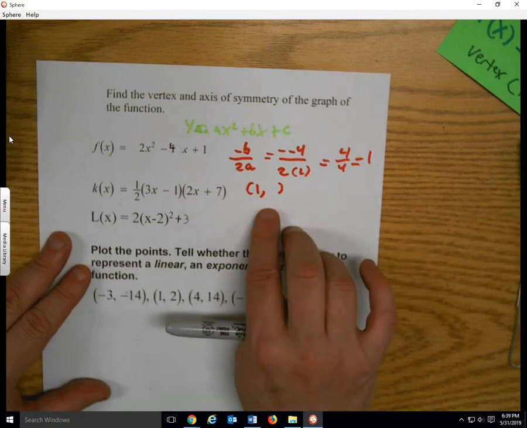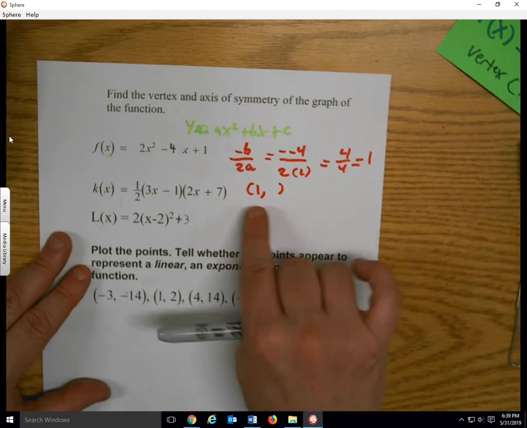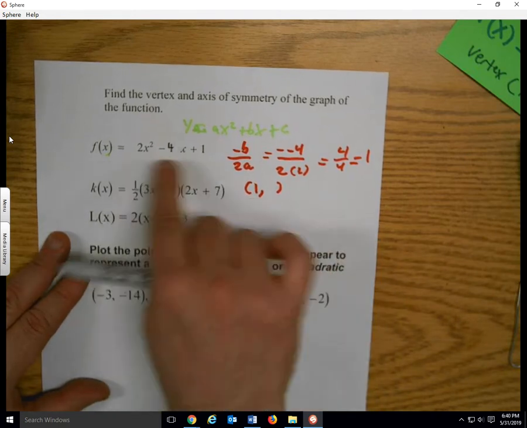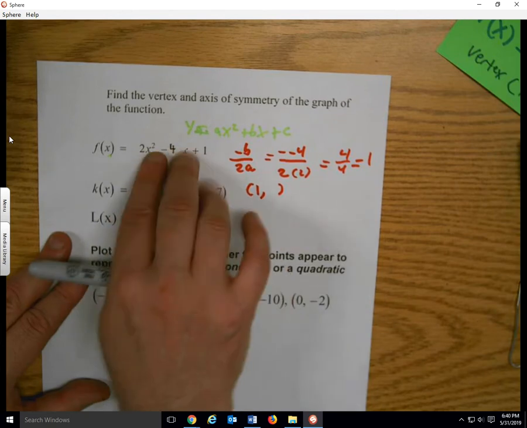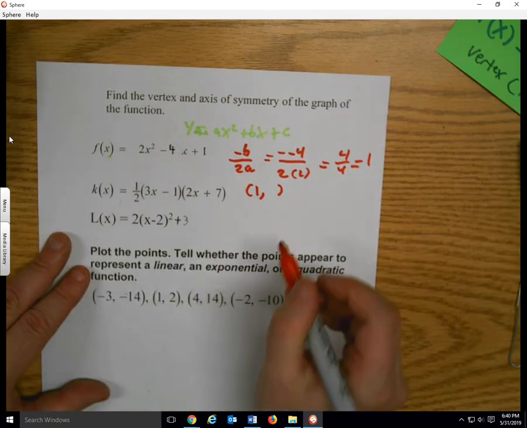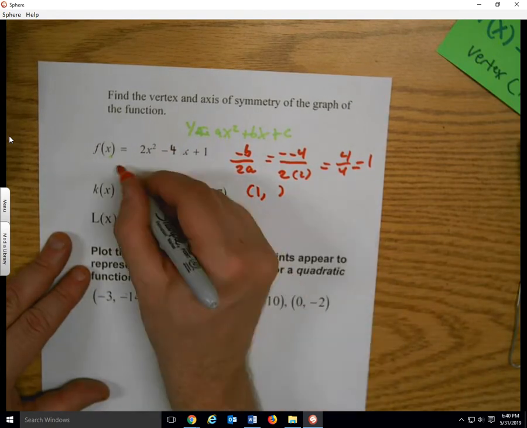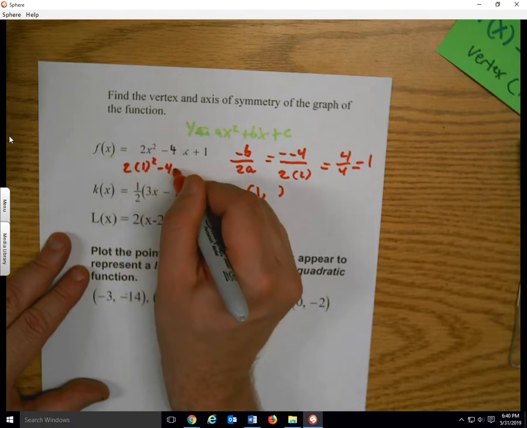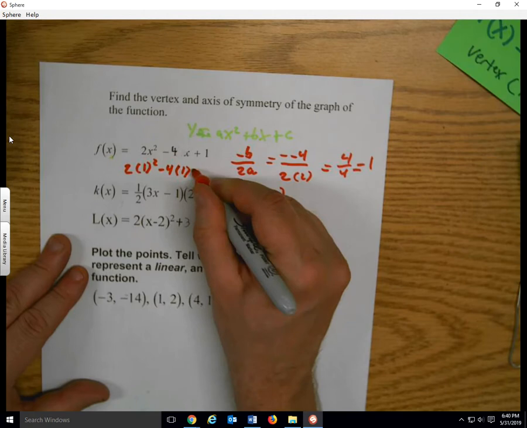Now you need to find the y value, or the height. How do you find the height? You substitute the axis of symmetry back into the original equation. Once you do that, it will tell you what the y value is. So let's just do that. It would be a 2 times 1 squared minus 4 times 1 plus 1.